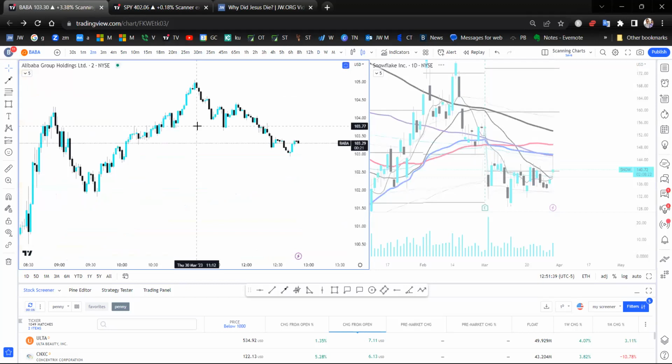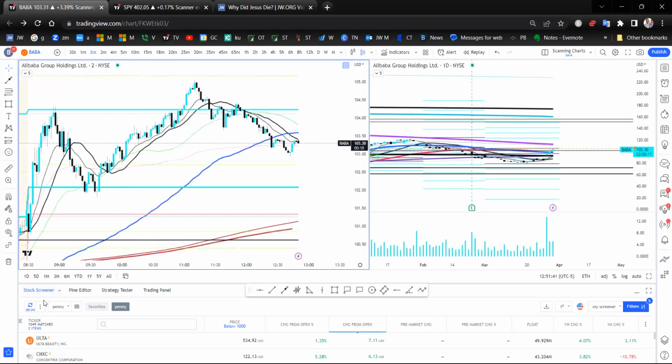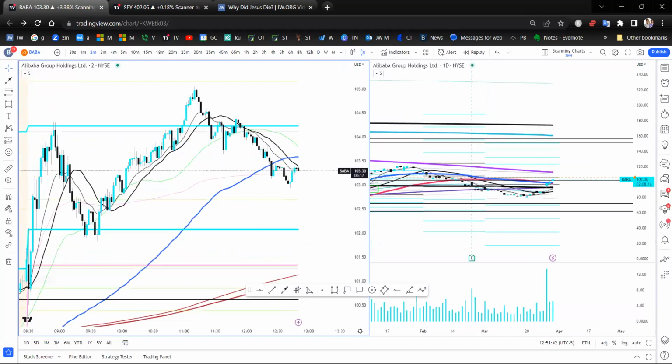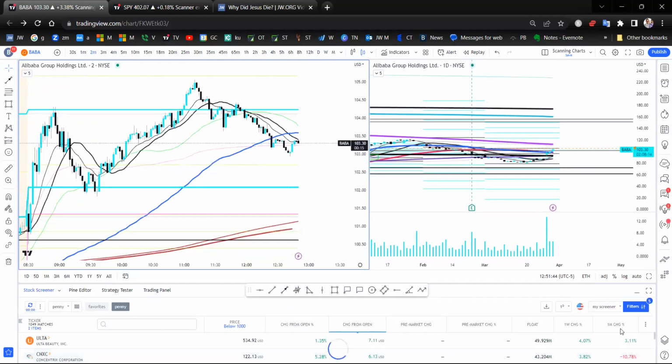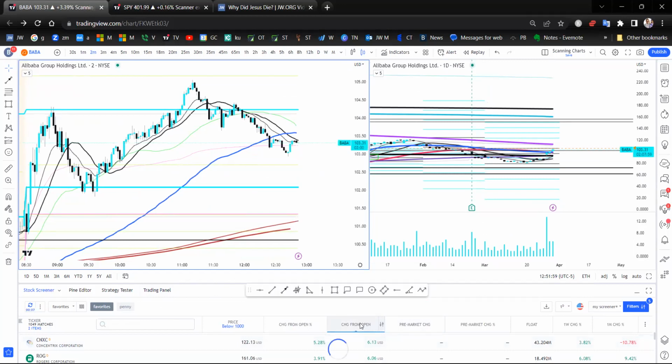All right, as far as BABA, as far as our screener down here, guys, it's a very simple screener. These are the columns that we're looking for. Make sure you come up here and save your columns, so you don't have to continue to put those in. I have a penny one, and then also my favorite scanner. These are the columns that you want to have with your scanning. These are the best of the best, so make sure you save those.